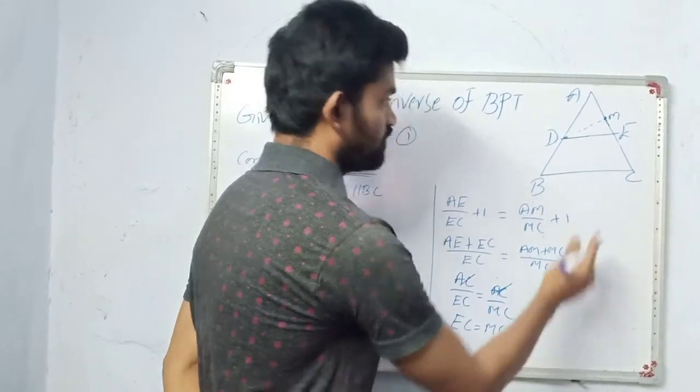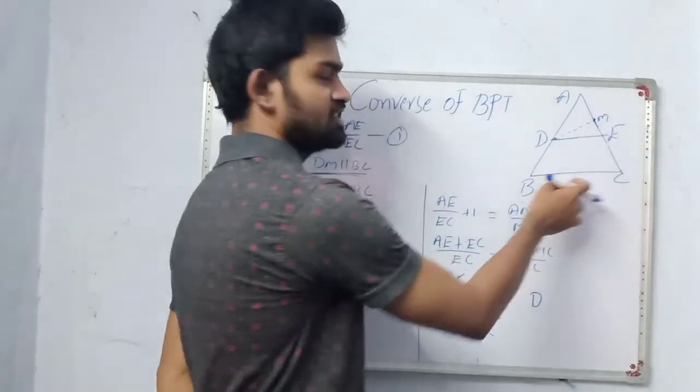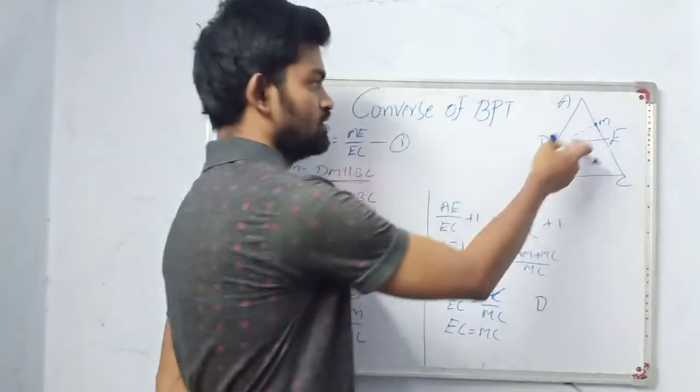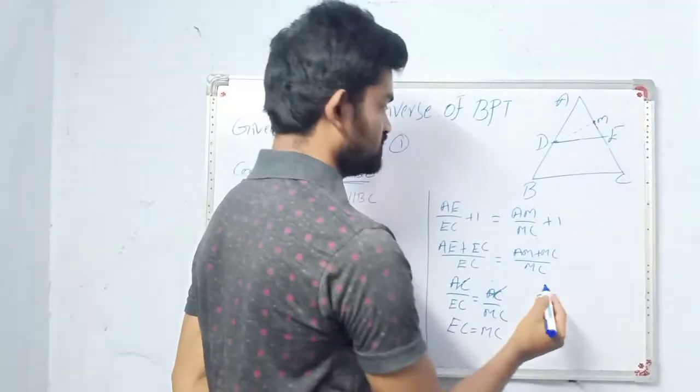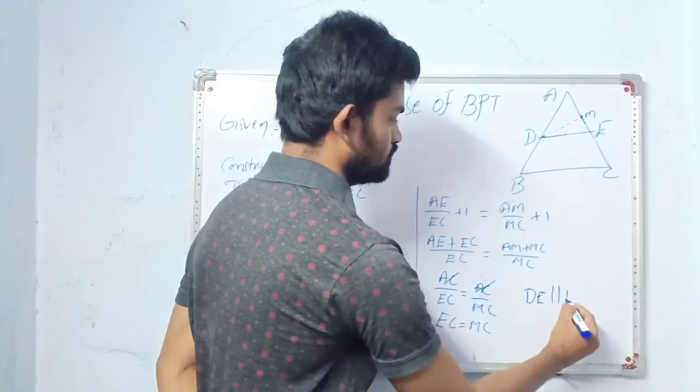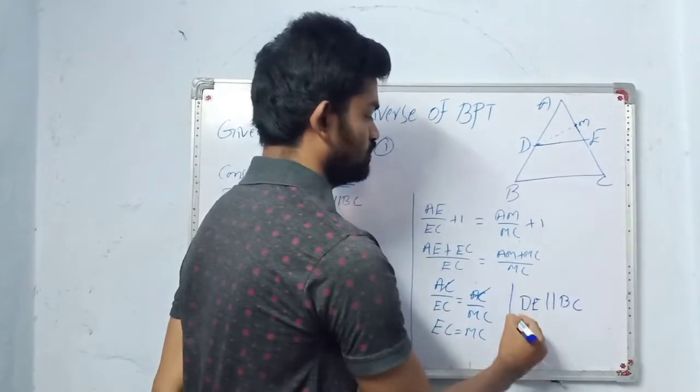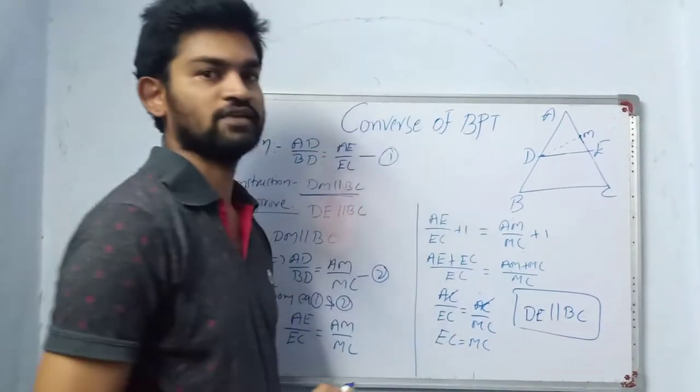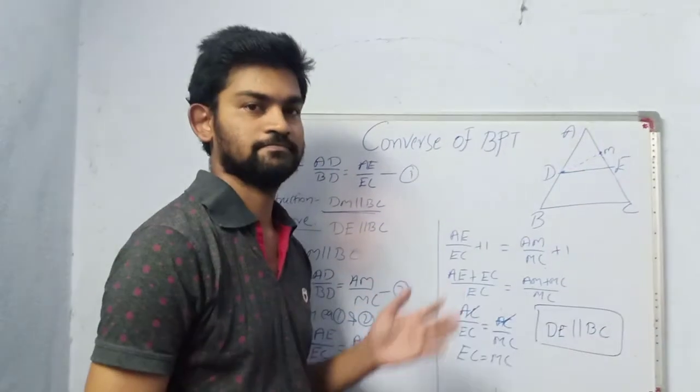Now already DM is parallel to BC, we already constructed. Now M coincides with E. That means DE is parallel to BC. This is how we prove the converse of Thales theorem. Thank you.